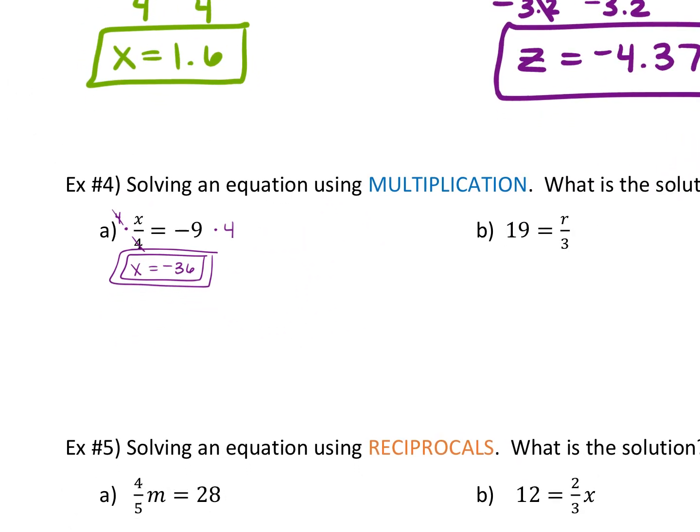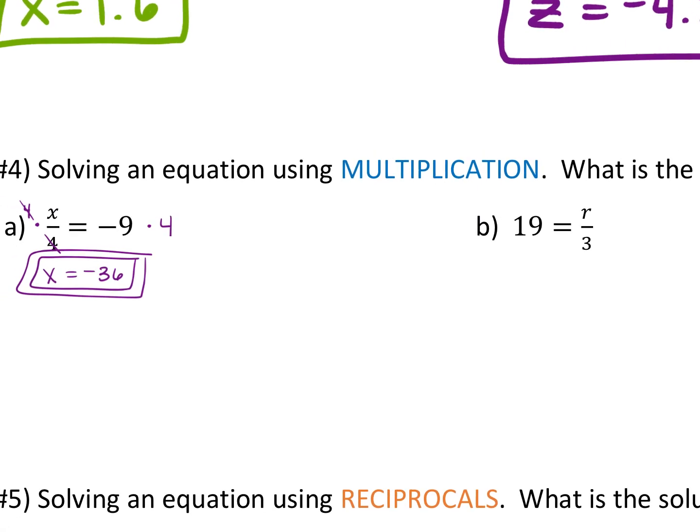All right, so what do we do on letter B? Multiply by 3 on both sides. This one's out. 19 times 3 is 57. So R is 57. And if you're not sure, plug it back in and check it. 57 divided by 3 should equal 19. Questions on that?